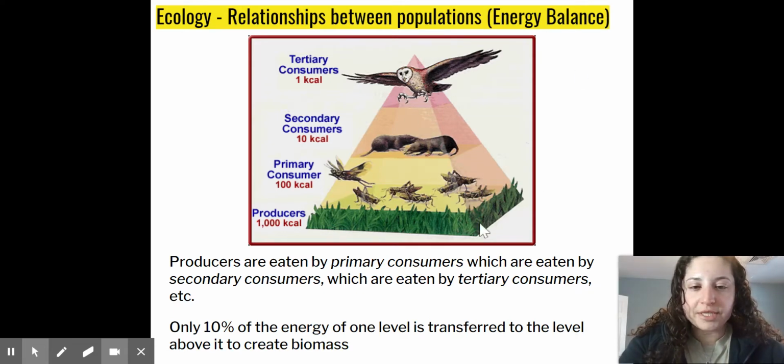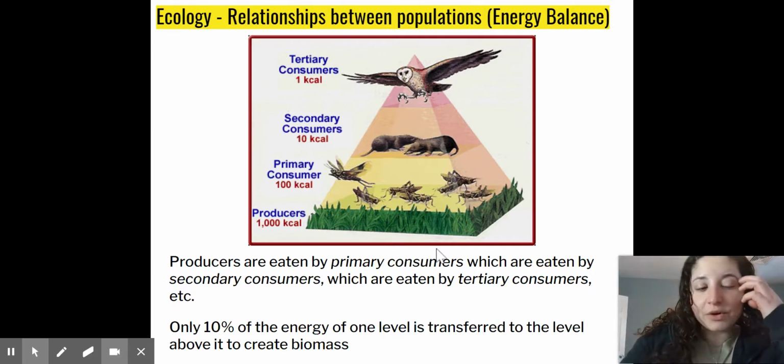We have producers down here. What are these bugs? Crickets, maybe? I don't know. These bugs will eat the plant, so they're a primary consumer. We then have mice, I think. These mice will eat these bugs as a secondary consumer. And then we have this owl, which will eat the mice as a tertiary or third level consumer.